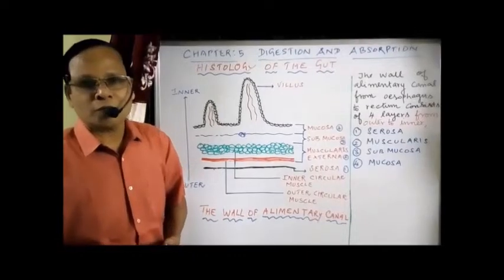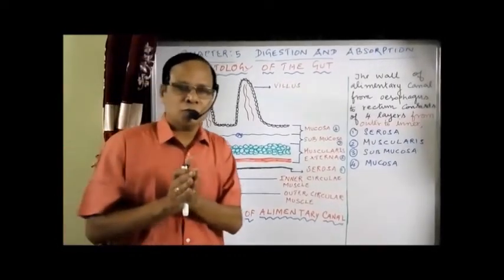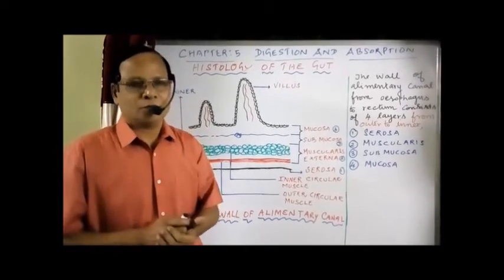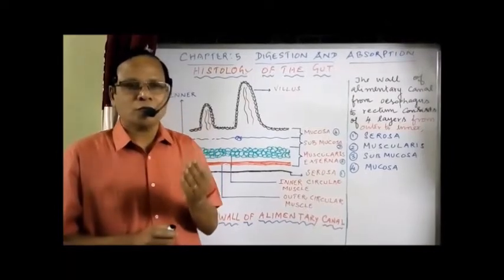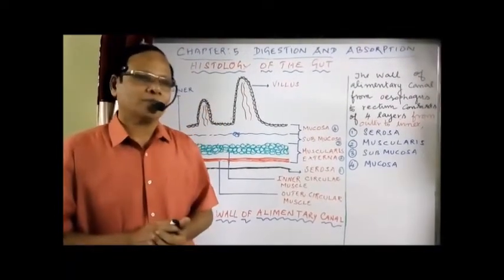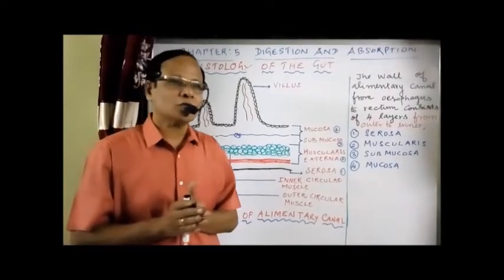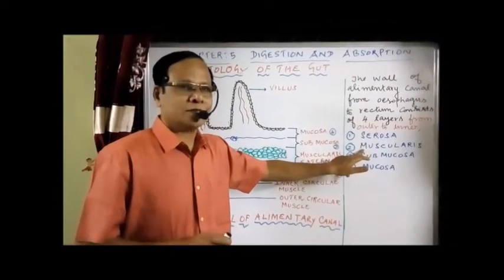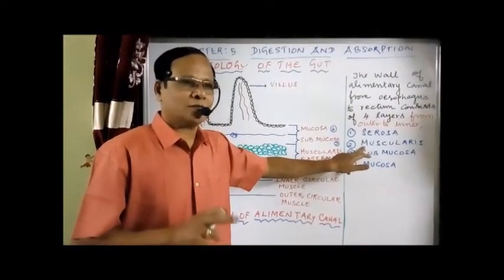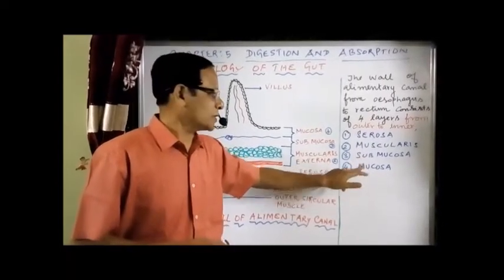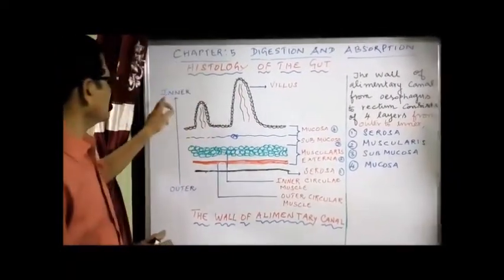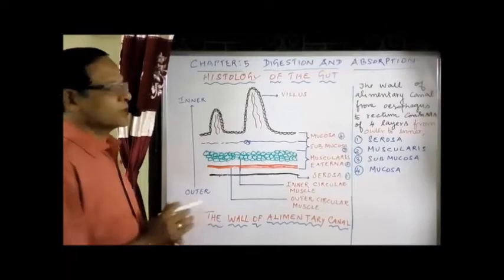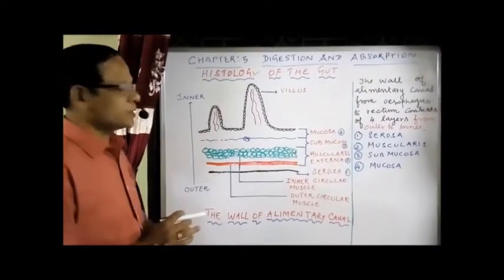Now if you're taking the wall of the alimentary canal from the esophagus to the rectum, the last part, it's formed of 4 layers from outer to inner. What are the 4 layers? Number 1, serosal layer. Number 2, muscularis externa. Externa means external one. Then submucosa and mucosa. I represented here the arrow mark from outer to inner. So there are 4 layers in the wall of the alimentary canal.